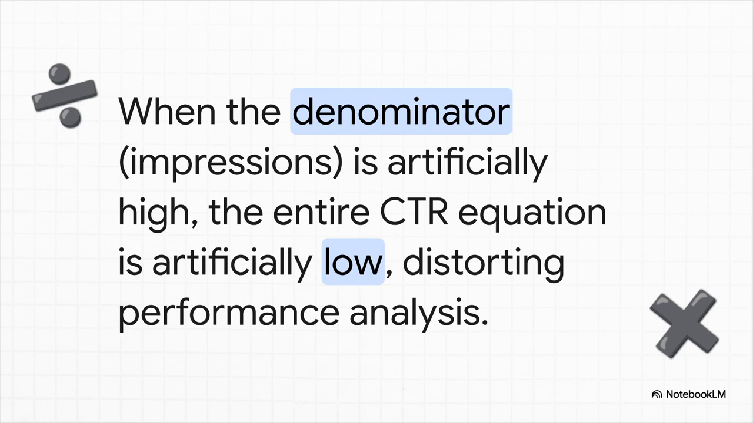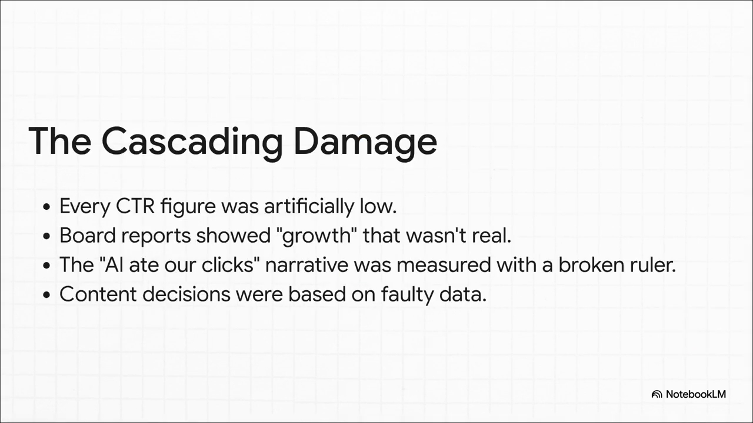And this right here, this is the heart of the problem. Impressions are the denominator in that CTR equation. So if that number was artificially high for 11 months straight, what does that mean? It means your click-through rate was artificially low for almost a year. And the damage from that just cascaded fast. Suddenly, all your CTRs looked worse than they were.